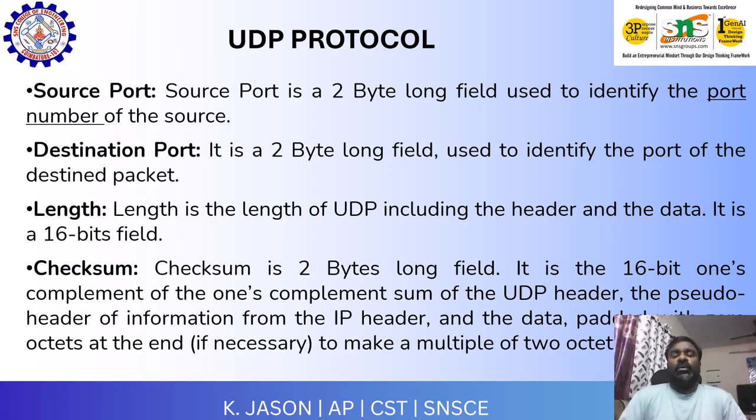The main example for UDP is sending a mail or a WhatsApp message, whether it reaches or not. Both sender and receiver are not in live positions. If it reaches the destination, well and good; it is also possible. So these are the UDP protocols.